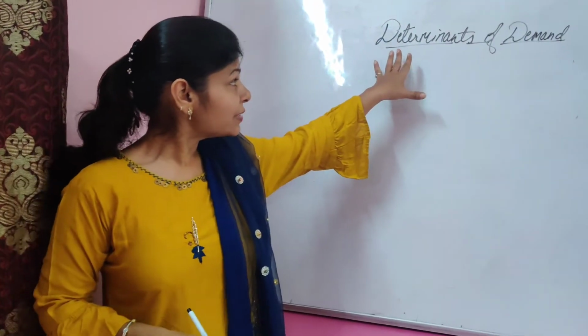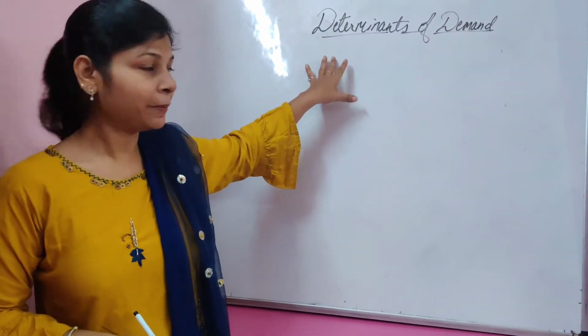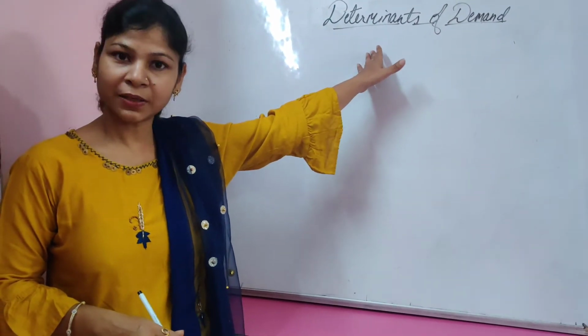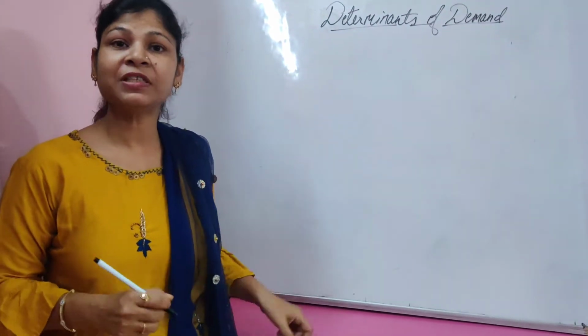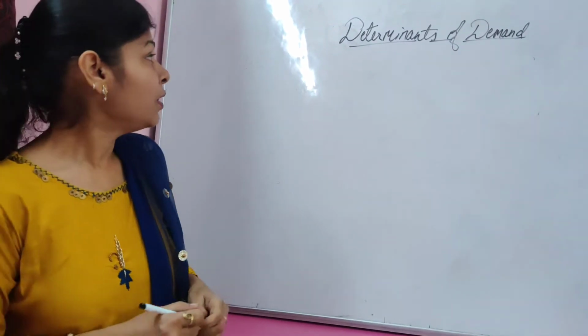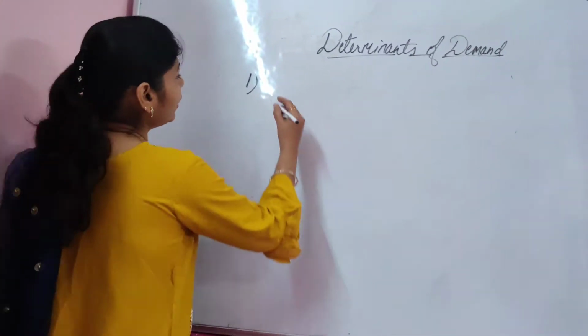Now today we are discussing determinants of demand, which belongs to theory of demand. First of all, the meaning of determinant should be clear. Determinants means those factors which affect demand or which bring fluctuation or changes in demand. So the first determinant, which is the most prominent one, is price of own commodity.